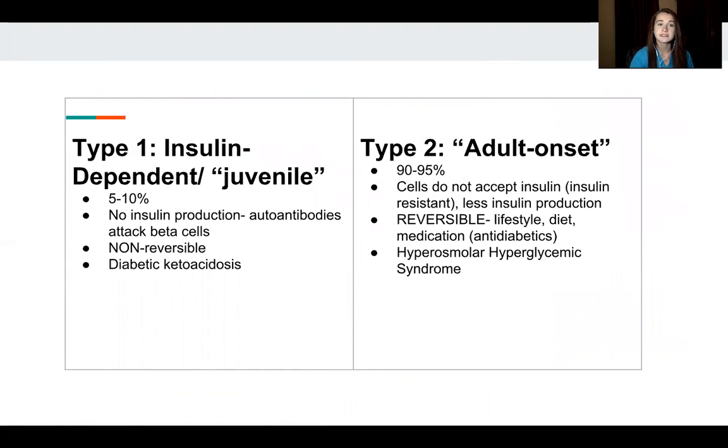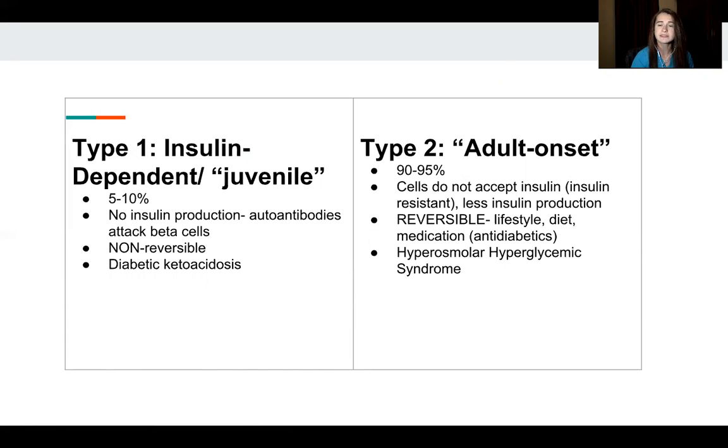Type 1 is insulin dependent or juvenile diabetes. This is actually only 5 to 10% of the population. So this is a genetic type of diabetes. There's no insulin production at all due to autoantibodies attacking the beta cells. So the pancreas no longer produces insulin. These patients are insulin dependent and they need their insulin. It's non-reversible, and they are at risk for diabetic ketoacidosis, which I will explain later.